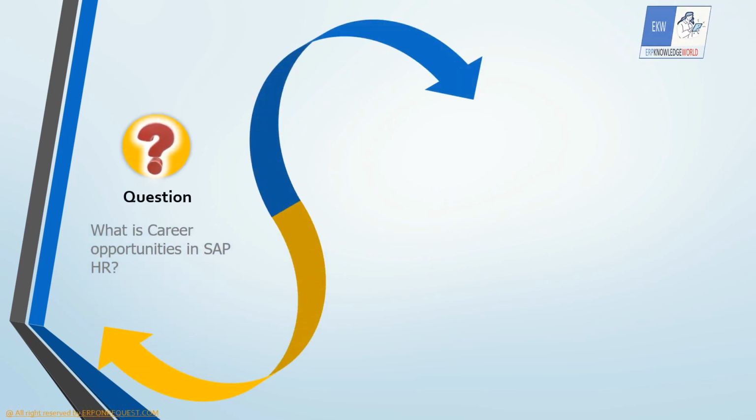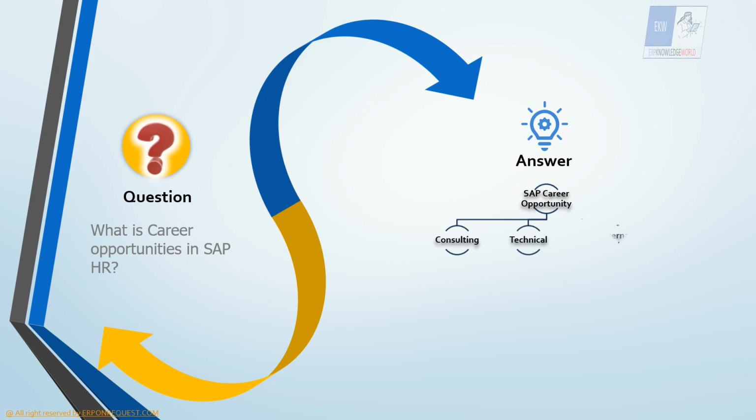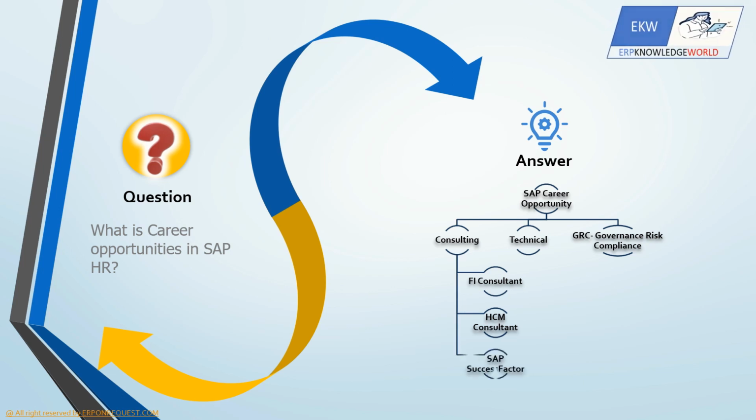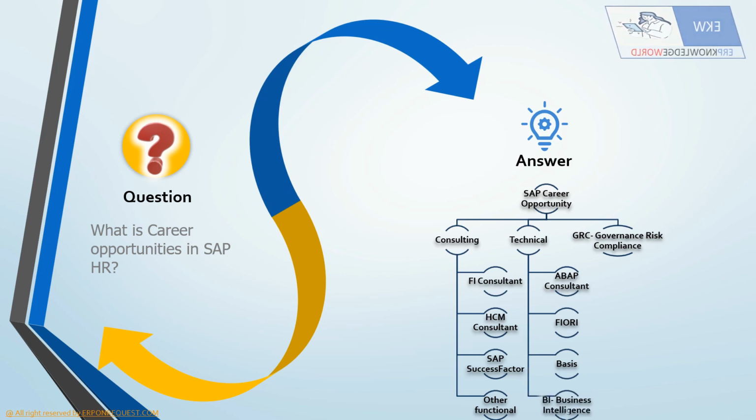Now let's move to the career opportunities. What career opportunities are available? Normally, if we are talking about career opportunities, it's either in consulting or the technical side, or we can see GRC, which we call governance, risk and compliance. In consulting, there are multiple careers. I put it here like FI consultant, HCM consultant, SuccessFactors consultant, or others like PP, QM consultant. And on the technical side, we can go for ABAP consultant, Fiori, Basis, BI. So these are the career opportunities we can look for based on your qualification.